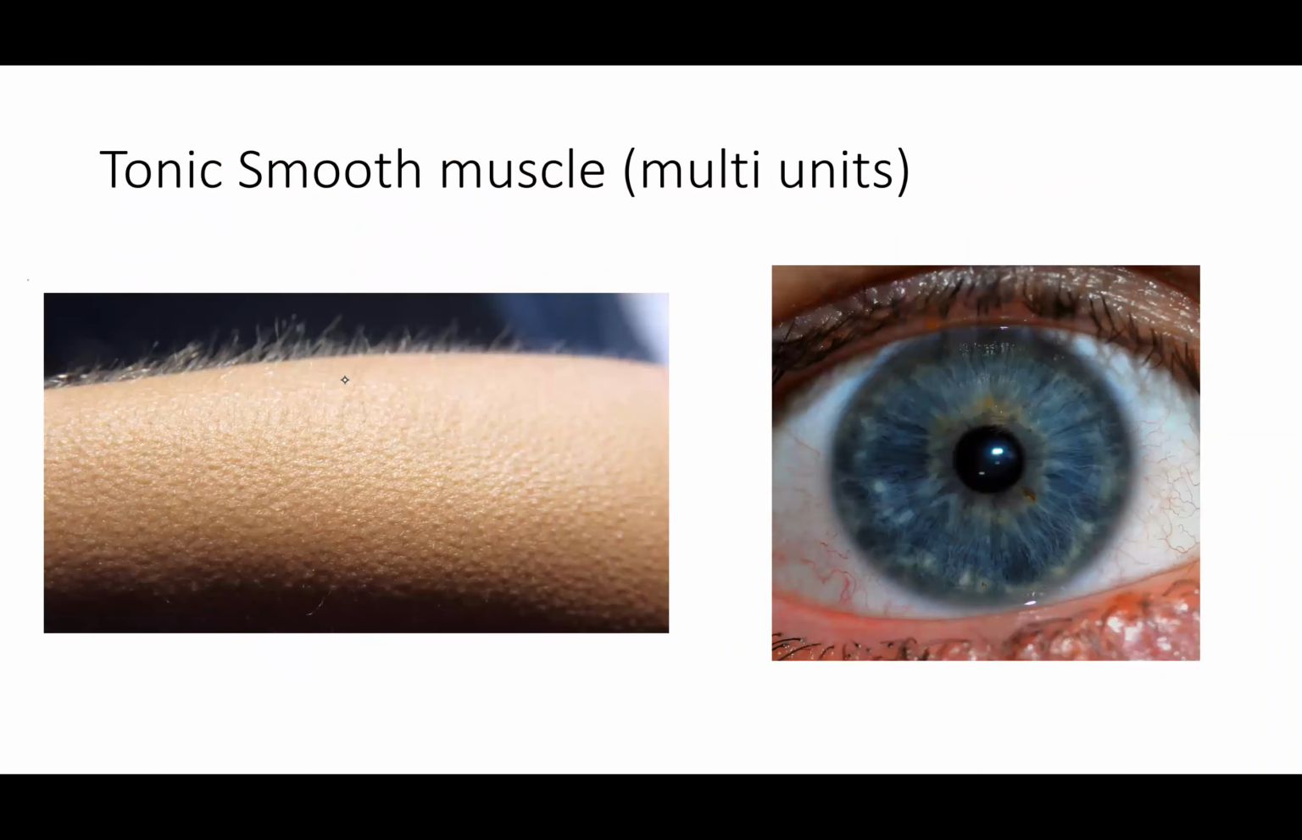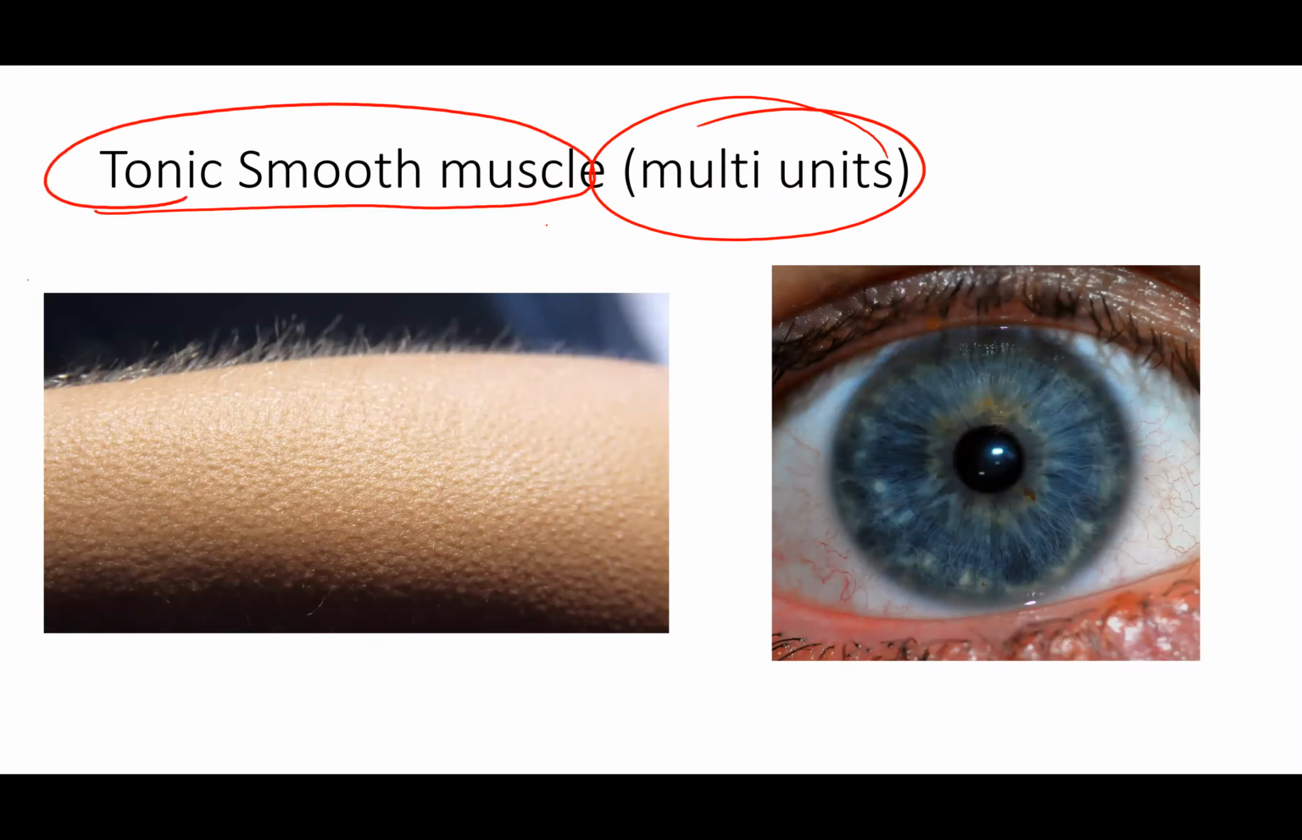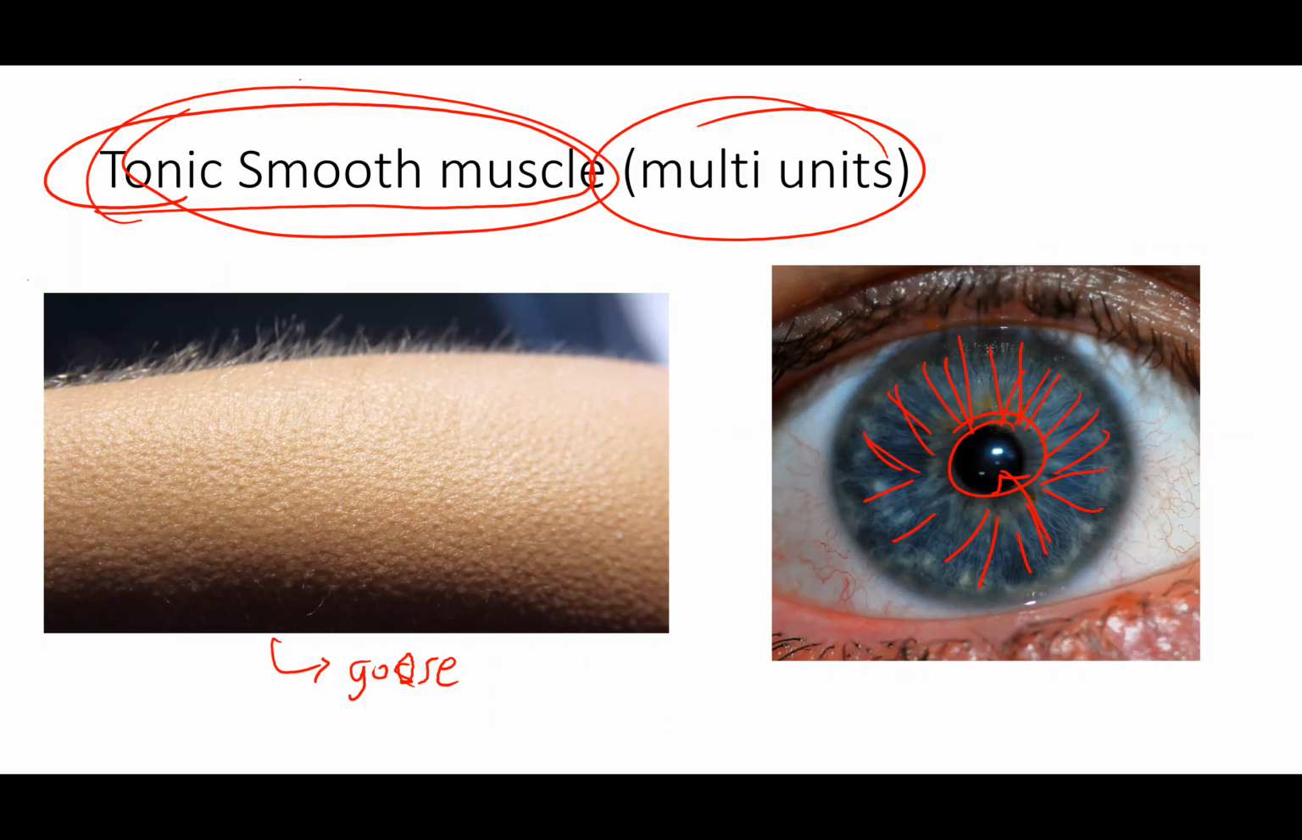A different thing in tonic smooth muscles, like multi-unit, some examples include goosebumps and the eye itself. So in the eye, there are muscles that are arranged this way. You see the iris itself. These muscles need to be very accurate because they allow light into the eye itself. So it needs to be controlled very precisely. And that's why these smooth muscles are arranged into a multi-unit.